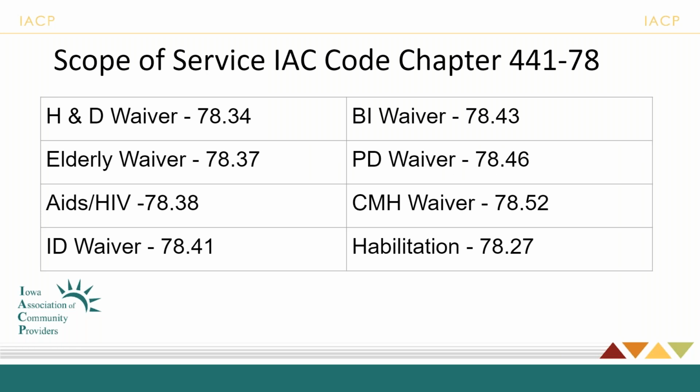For Chapter 78, I put up this slide, so this gives you the parent number for each one of the waiver services as well as habilitation. What I typically do is I'll go to Iowa Administrative Code Chapter 78, do a Control F, and then put in the parent number of the service that I want to review. That just saves me time from scrolling through.